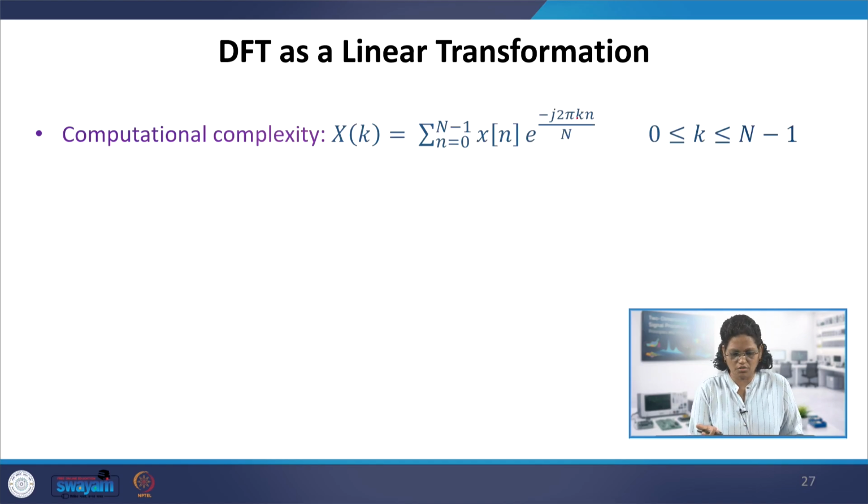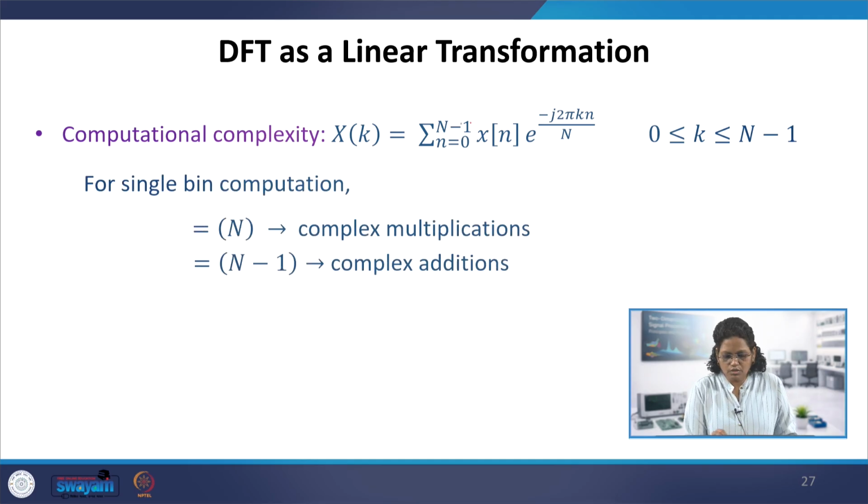Before getting into the transformation, let's also know the computational complexity of the N-point DFT. This equation is for a single bin computation, suppose k equal to 1 or 0, as we had done already. We have to sum the signal x of n multiplied with this complex factor, at least N times.